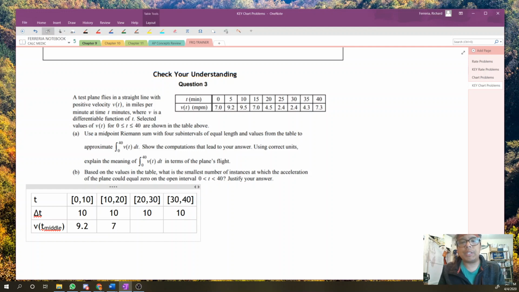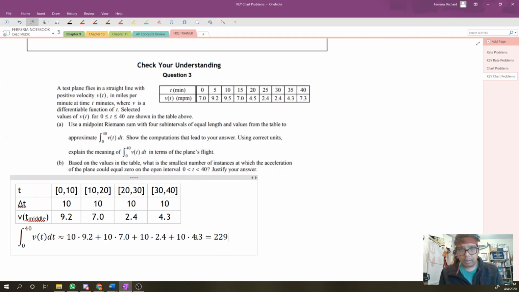15 is 7.0. 25 is 2.4. And 35 is 4.3. Now that I've got pretty much everything set up here, I'm going to write down that integral expression with my sum. 229 miles. Now for our interpretation, I notice that the test plane flies in a straight line with positive velocity.